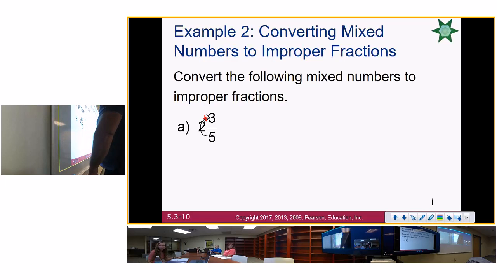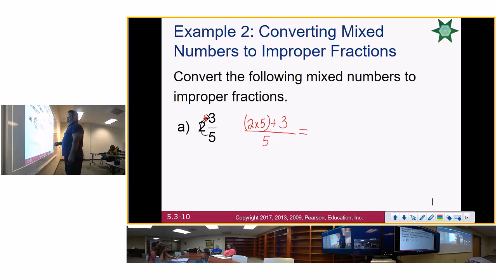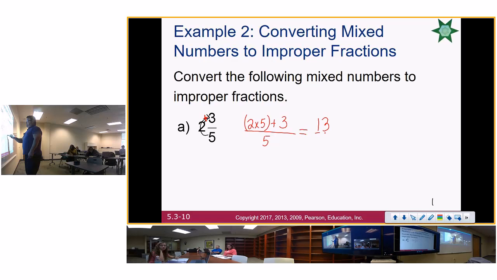There we go. What is 2 times 5? So I'm going to write this 2 times 5, plus 3 over the denominator. So 2 times 5 is 10. 10 plus 3 is 13. So 13 over 5.